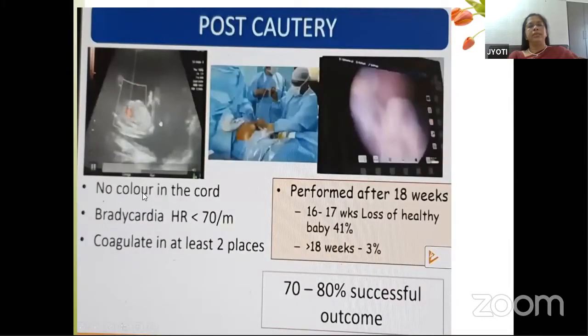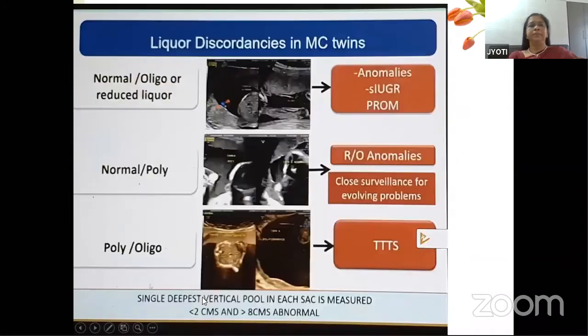Post-cautery, what do you see? You see that there's no color in the cord, there's bradycardia, and you've got to coagulate at 2 places. And as I said, you do it after 18 weeks, where the fetal loss will be 3%. If you do it before, you can lose the healthy fetus 41%. So the outcome will be better if you do it after 18 weeks, 70 to 80%.